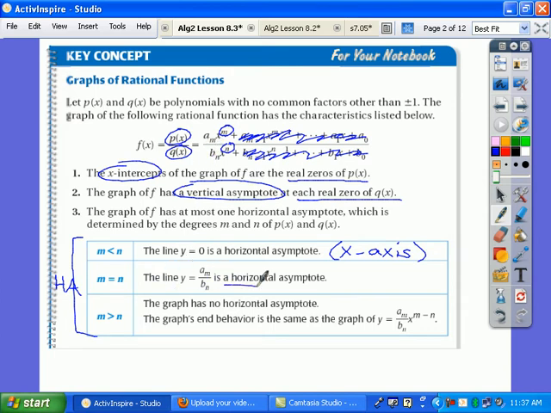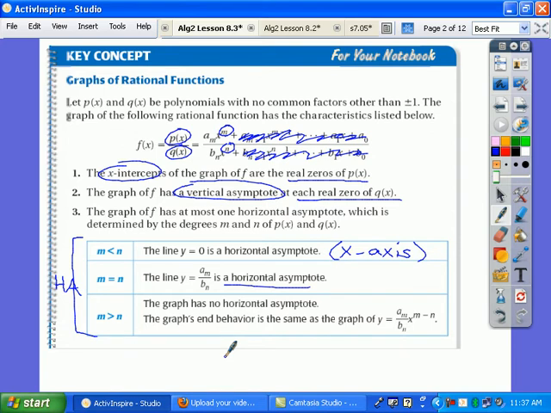Or case 3, m greater than n. This would be like a cubic divided by a linear, or a cubic divided by a quadratic. In this case, we won't get a horizontal asymptote. I'm going to pause for a moment for my students in class so they can get this all down, but this slide is the key to everything we're going to do in this section.